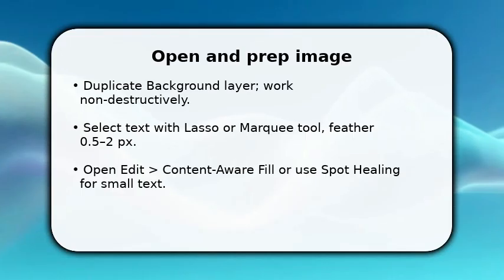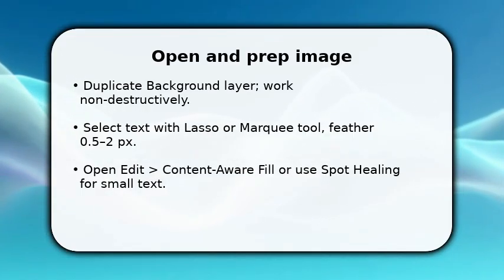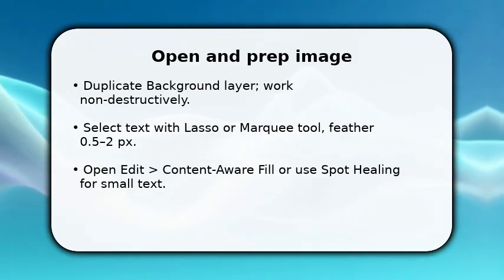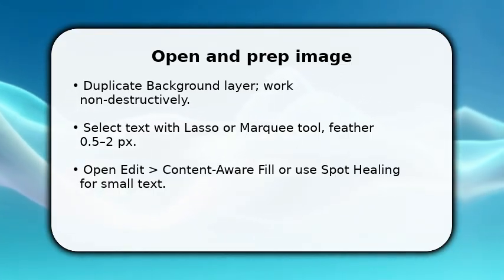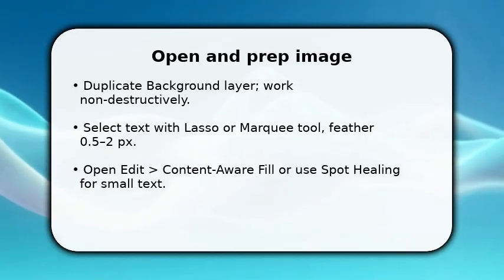You start by duplicating the background layer so you can undo without harm. Once duplicated, use the lasso or marquee to roughly select the text. Feather by 0.2 pixels so the patch blends.